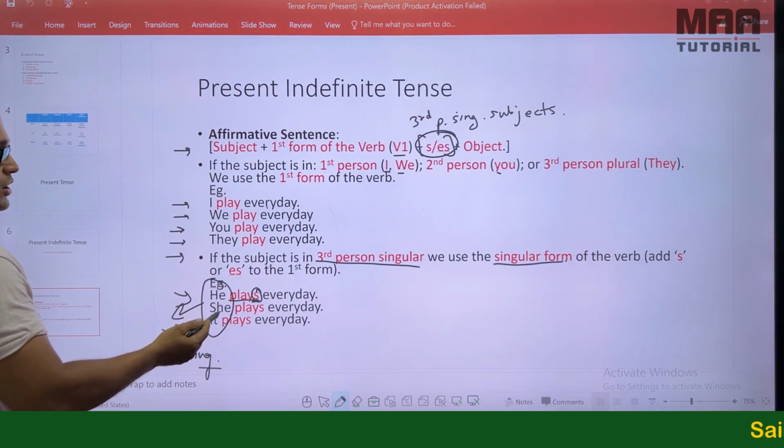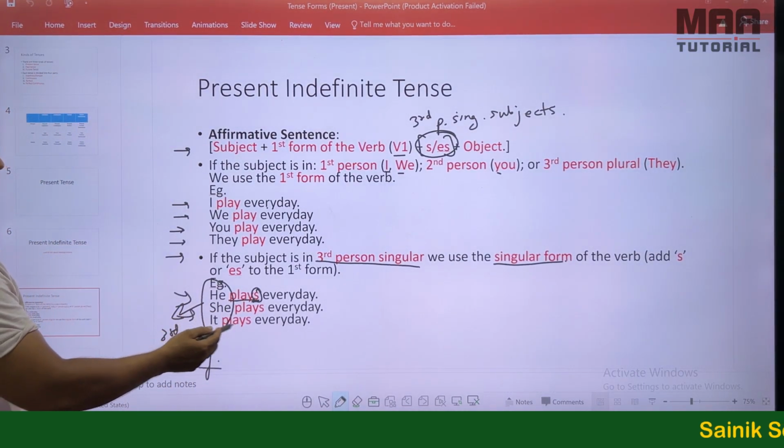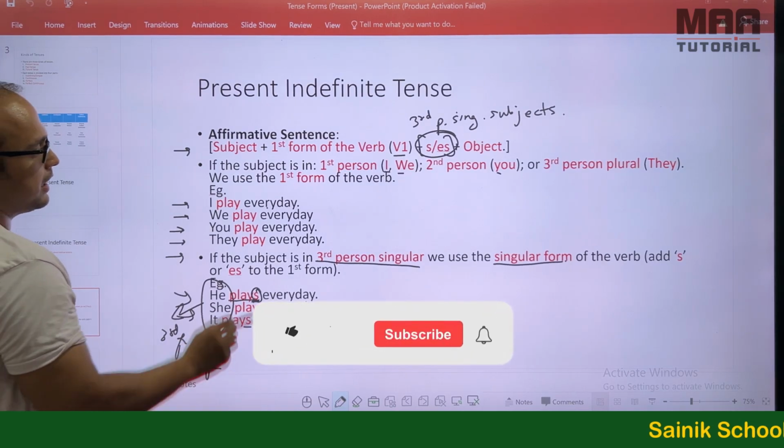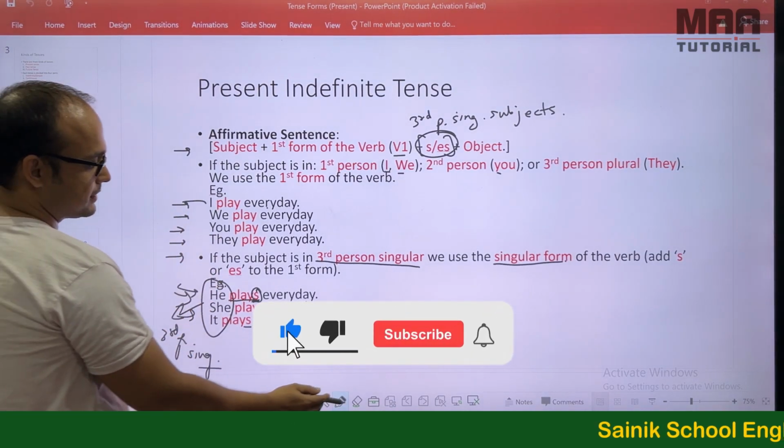He plays every day, she plays every day, it plays every day. So all of this will be S. I play, but he plays.